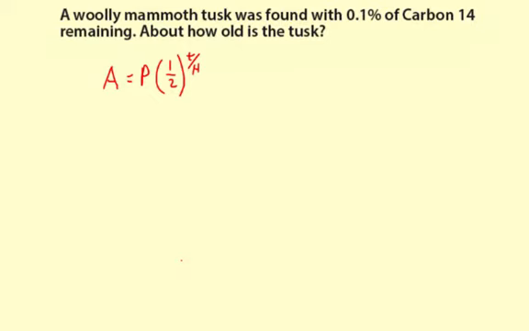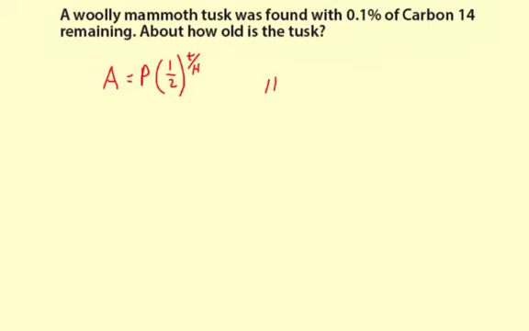A woolly mammoth tusk was found with 0.1% of carbon-14 remaining. About how old is the tusk? Here's the half-life formula. A is the current amount of whatever isotope you're analyzing. P is the principal amount or original amount. T is the time, and H is the half-life.